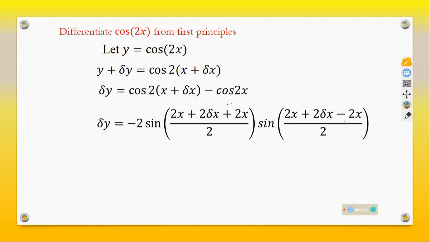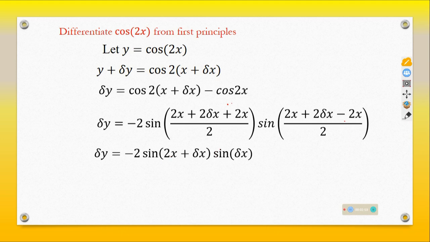So that is what we shall have, and from there, we shall be able to simplify this. On simplification, we remain with delta y, which is equal to minus 2 sine of 2x plus delta x, then sine of delta x. 2x and minus 2x will give us 0. 2 delta x divided by 2, we remain with delta x. Then 2x plus 2x is 4x divided by 2, we remain with 2x. Then 2 delta x divided by 2, we remain with delta x. So on simplifying, we get delta y, which is equal to that.